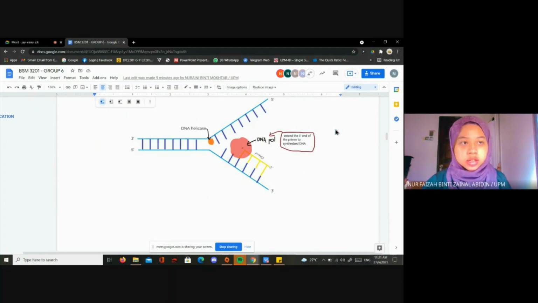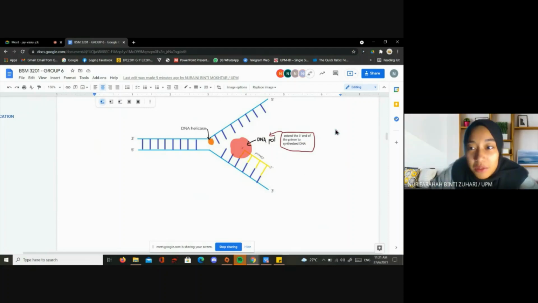Okay. All right. If both strands were to be synthesized continuously while the replication fork is moving, how to synthesize? One strand will have to undergo 3 to 5 synthesis, and it will be synthesized as the lagging strand, forming the Okazaki fragments.